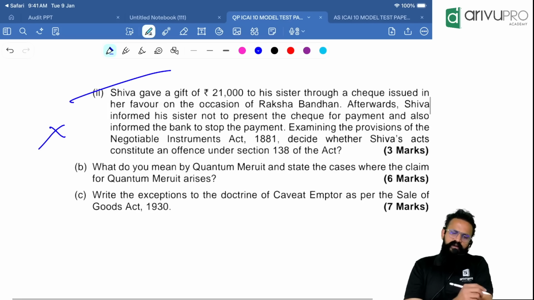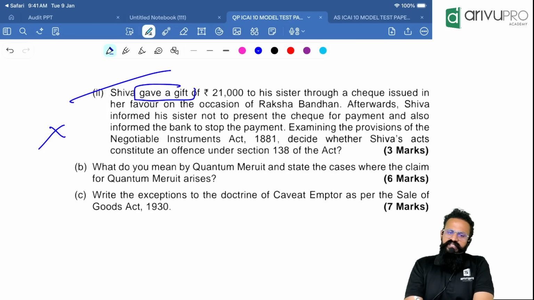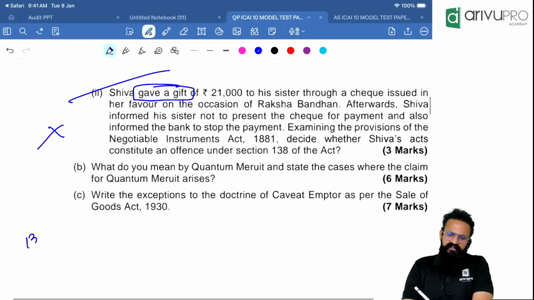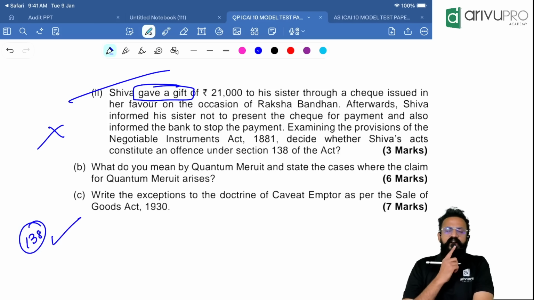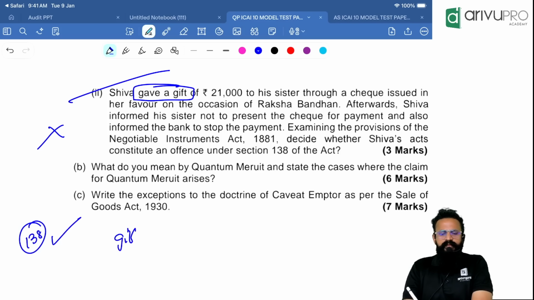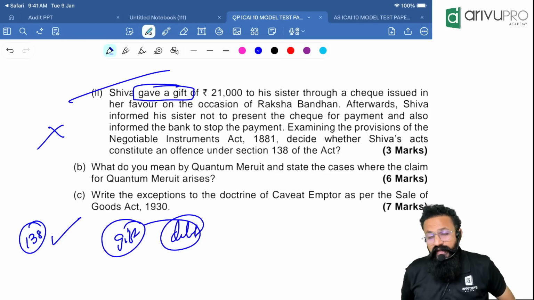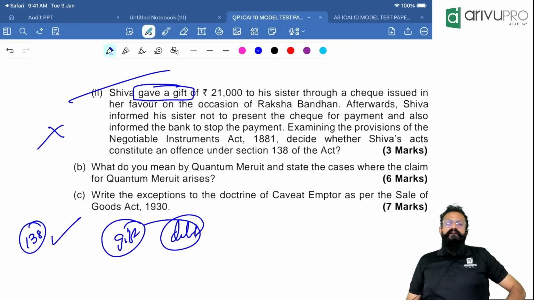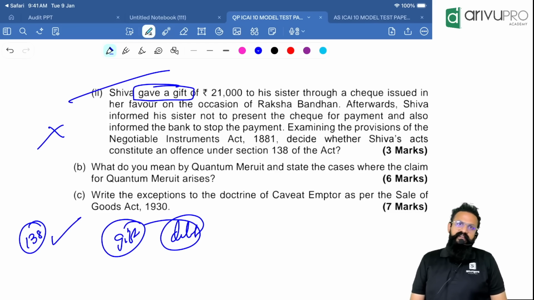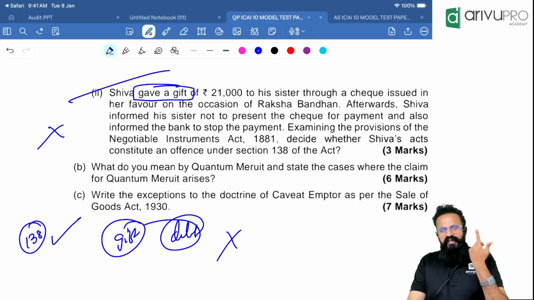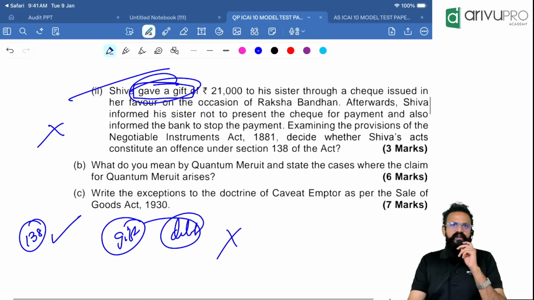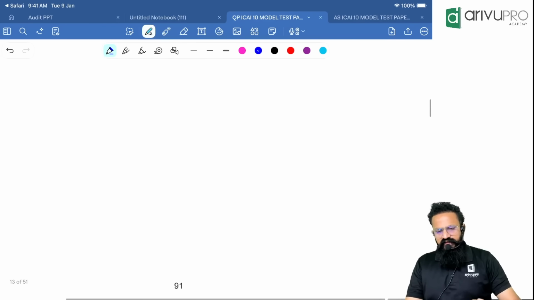Answer is no, people, because Shiva has given it as a gift. The check has been given as a gift. Section 138 will come into picture only when it is your liability. It can never come in the case of gift. It has to be a debt. That means you should have made the payment towards a settlement of any liability, debt, or towards any transaction. It cannot be a gift. So in this case, it is not a scenario of 138, because a gift will never come under check bounce. 138, not possible.